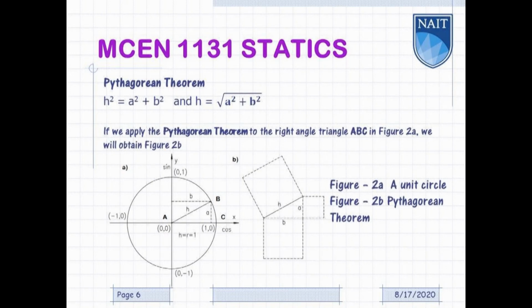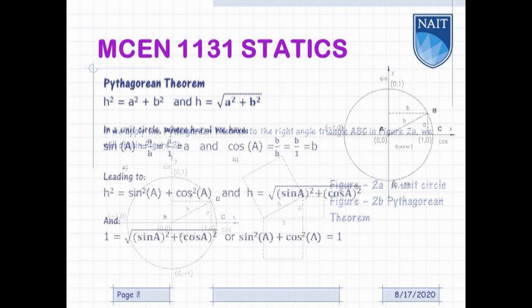Let us now turn our attention to the Pythagorean theorem, which itself states that in any right-angled triangle, the hypotenuse squared is equal to the sum of squares of the remaining two sides. In figure 2a on the bottom left, these sides are marked as h, a, and b respectively. If we apply the Pythagorean theorem to the right-angled triangle ABC in figure 2a, we will obtain figure 2b.